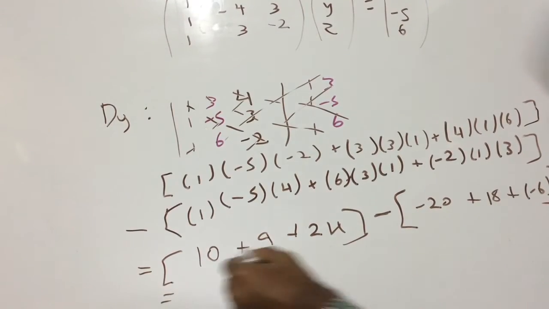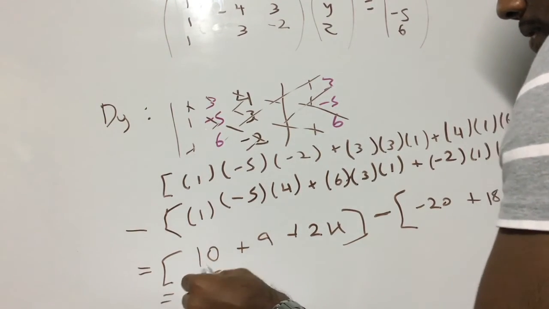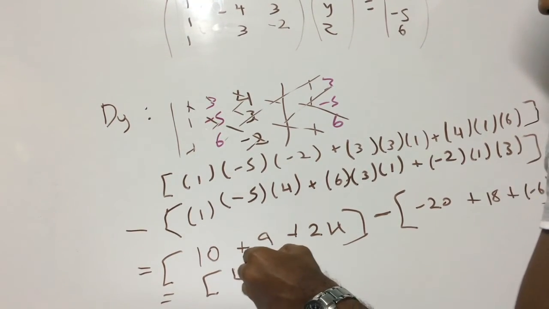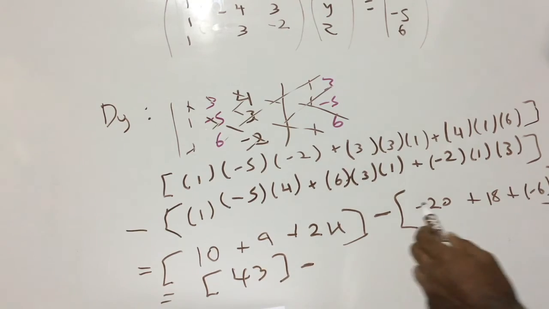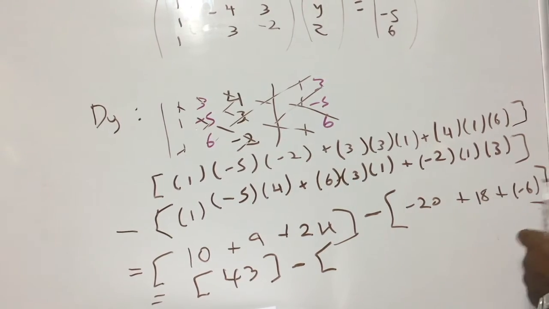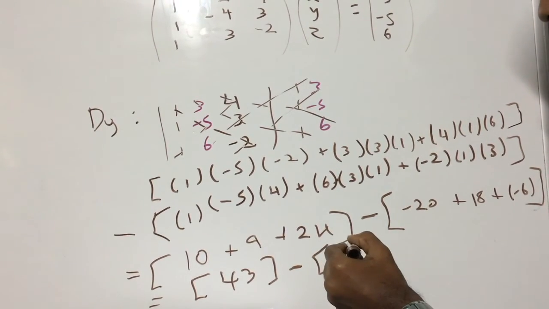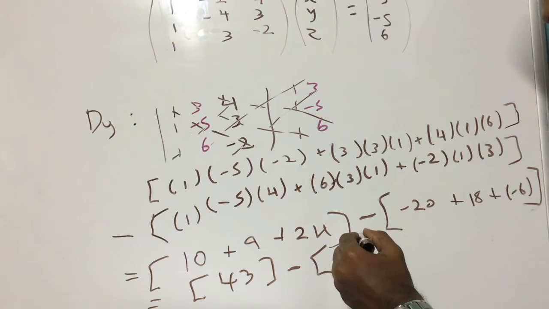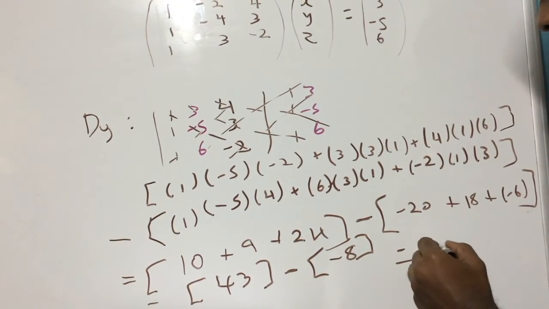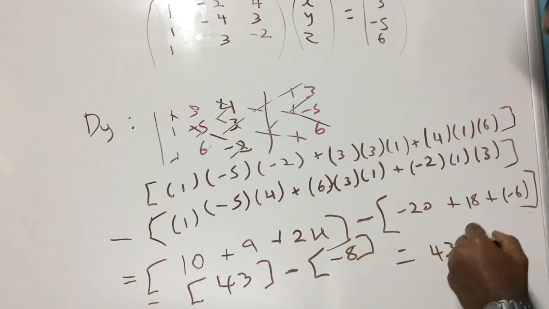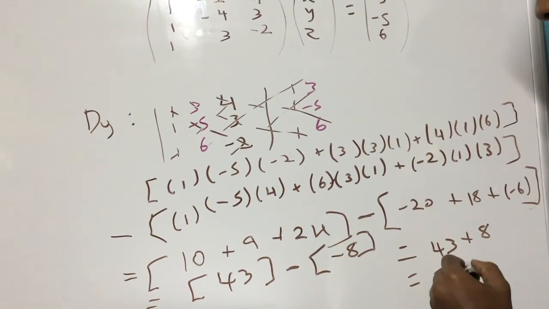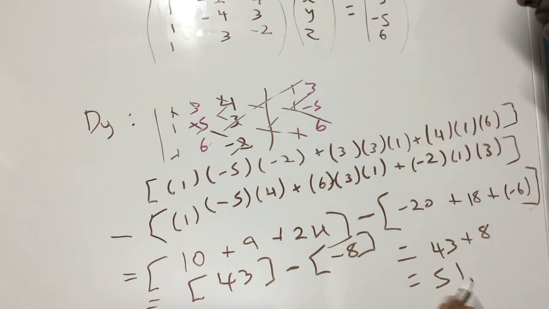When simplified, that will be equal to 10 plus 9 plus 24 is 43, minus 20 plus 18 minus 6 is equal to minus 8. Right? You see the occurrence of two minus signs, which will result in that being 43 plus 8, which is equal to 51. So the determinant of y, Dy, is equal to 51.